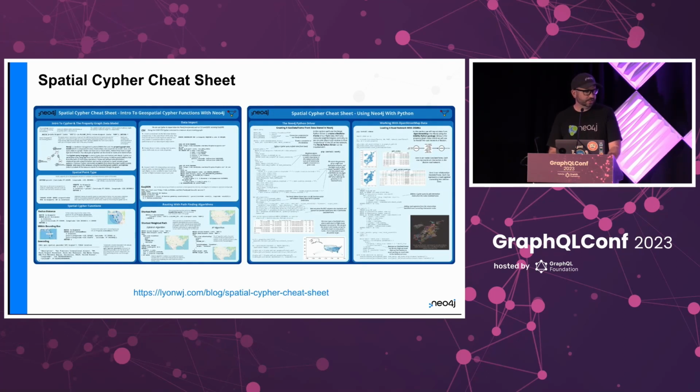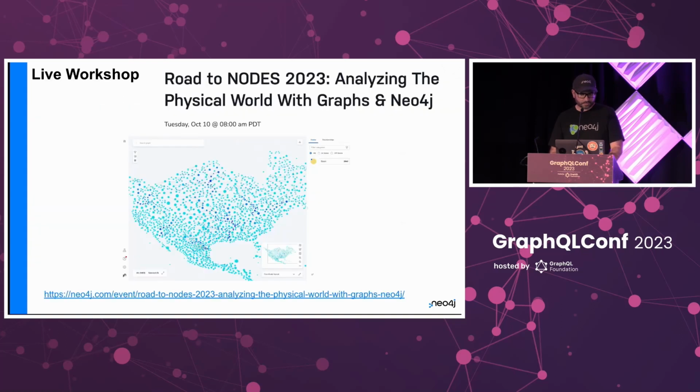I put together a spatial cipher cheat sheet a while ago, not specific to GraphQL, but it covers a lot of the interesting functionality of things you can do with geospatial data in Neo4j. So that's a good resource as well. I think we also did a video for this one, on things like how to work with OpenStreetMap to do graph data science and analyze road networks, which is pretty fun.